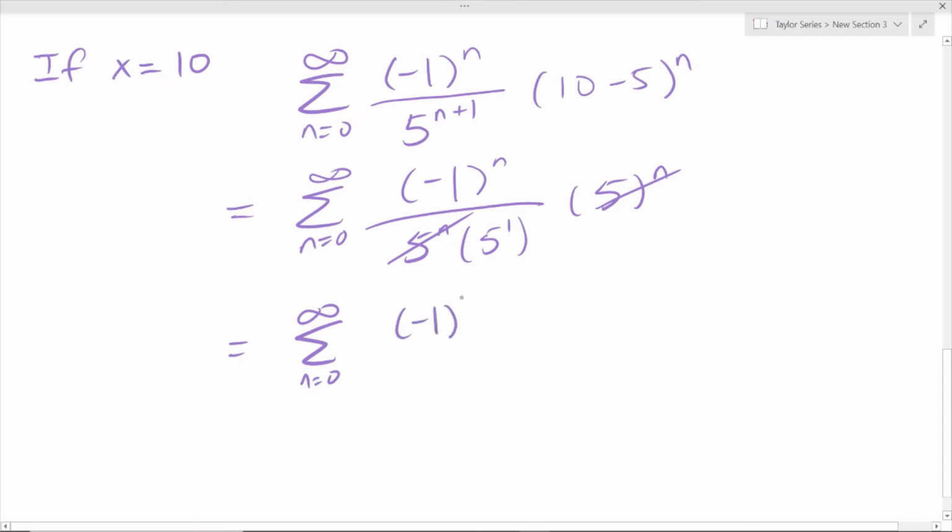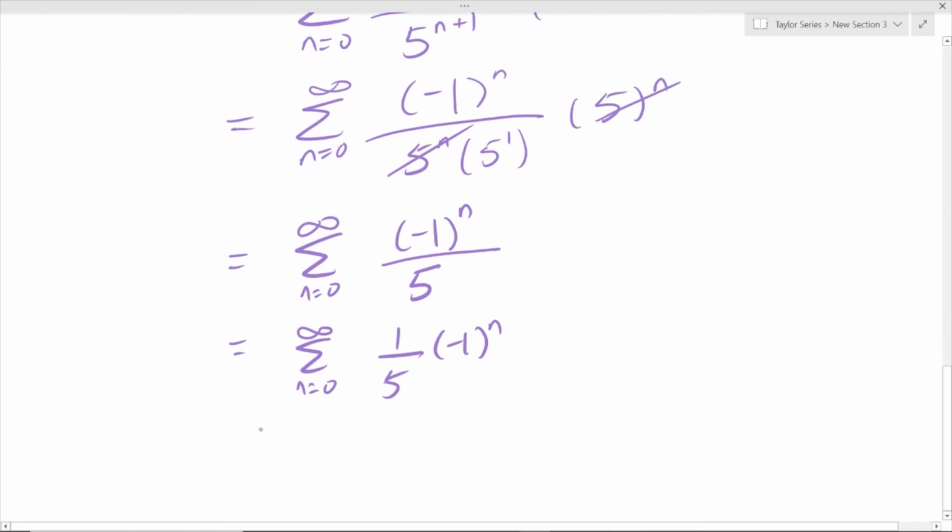(-1)^n all over 5. We can rewrite this as 1 over 5 times (-1)^n. We can take this 1 over 5 out, right? So taking that out, we will get 1 over 5 times the following.